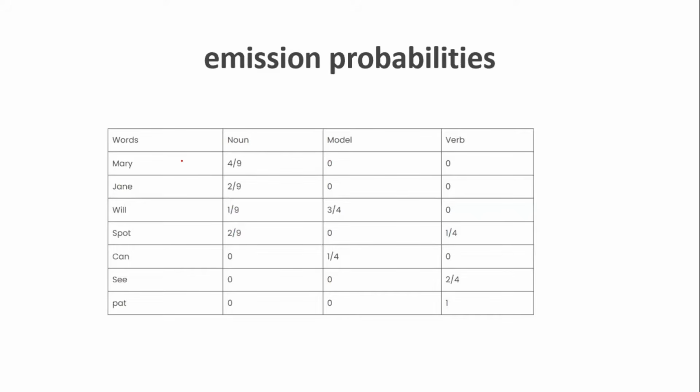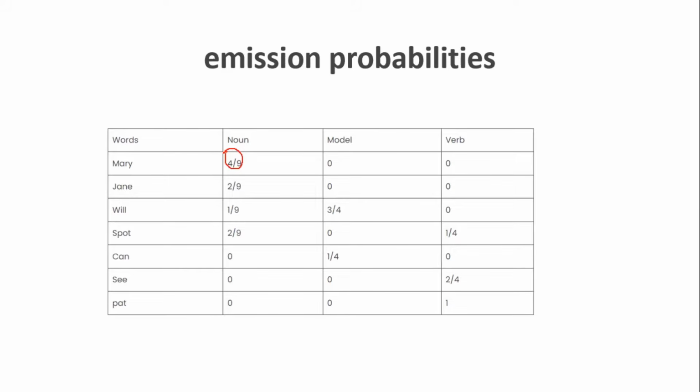So you can see that in the next slide. The thing which we did just now in the previous slide is represented like this. That is the emission probability. And after this, you can see that the probability that Mary appeared as noun is 4 by 9. So these are emission probabilities.